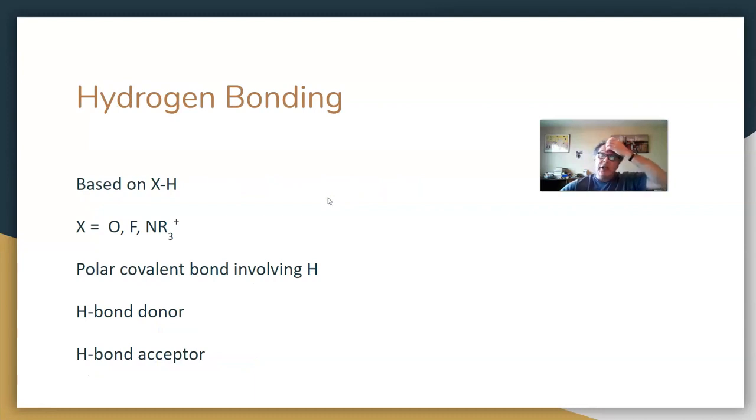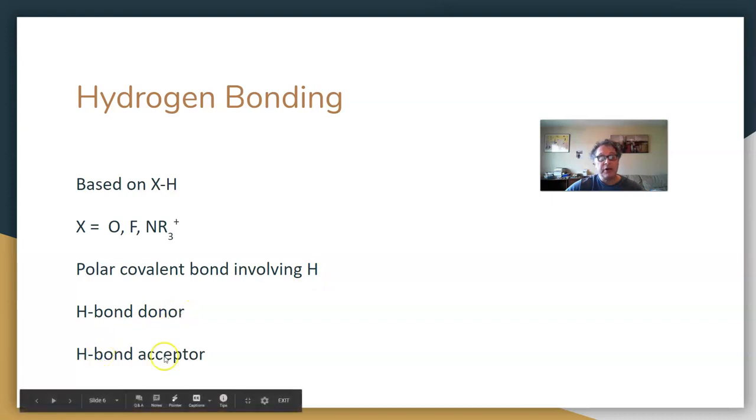What do you need to have in a molecule to have hydrogen bonding? Well, it's based on the bond X-H, where X is either oxygen, fluorine, or nitrogen. So X is a very electronegative element. It involves polar covalent bonding because X is an electronegative element and hydrogen is not. The difference in electronegativities makes this a polar covalent bond. But it's a very special polar covalent bond, one that involves hydrogen. We can talk about hydrogen bond donors and hydrogen bond acceptors.